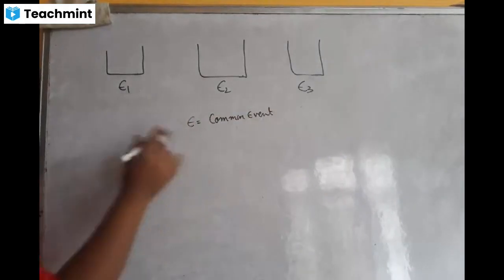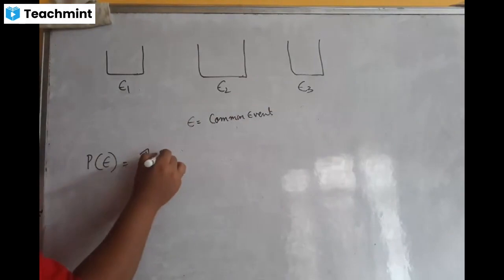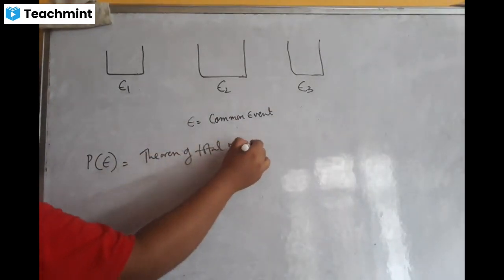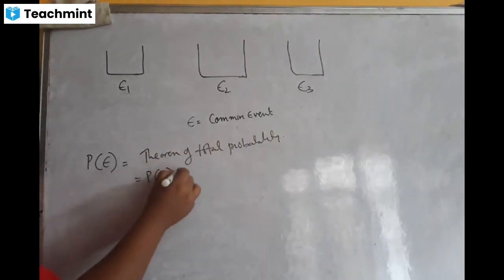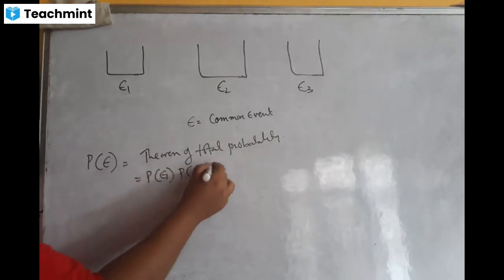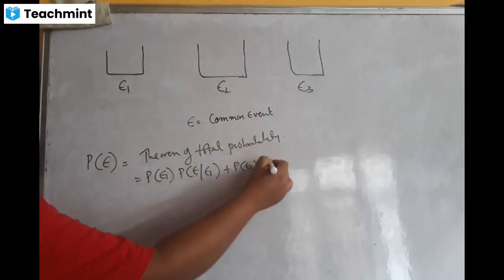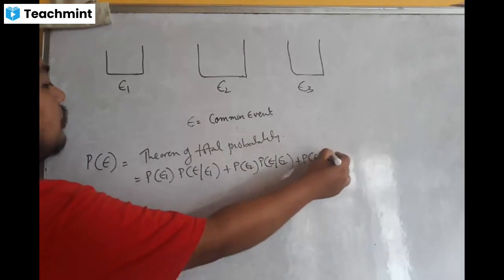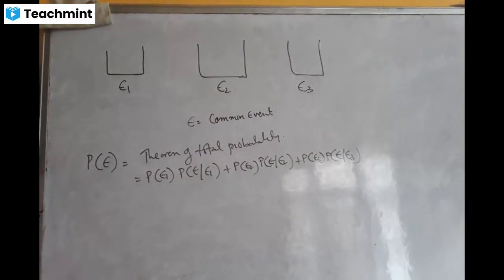And if they tell you to find the probability of the common event, then we use the theorem of total probability, and the formula is probability of E1 into probability of E given E1, plus probability of E2 into probability of E given E2, plus probability of E3 into probability of E given E3. So this is called the theorem of total probability. Is that clear? Now I'll explain.